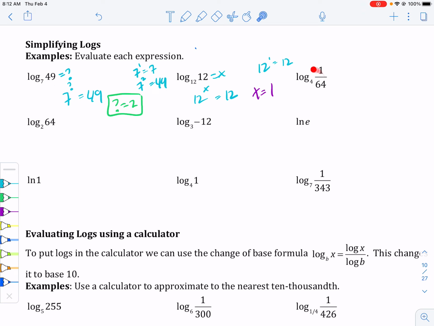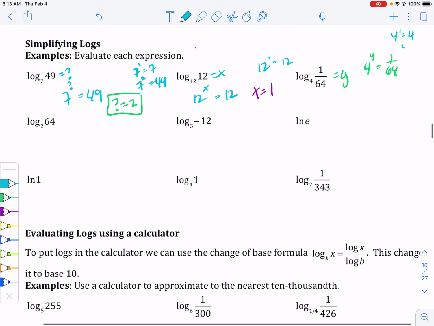Now, this one might be a little bit trickier. So we're thinking 4 to the y equals 1/64. Again, it's not mattering if I use a question mark, an x, a y. The variable that you're using, setting it equal to here, doesn't matter. Okay. Now, if I think of 1/64, if I think of my powers of 4, I have 4 to the first is 4, 4 squared is 16, 4 cubed is 64. So I can say, okay, well, this is 1 over 4 cubed.